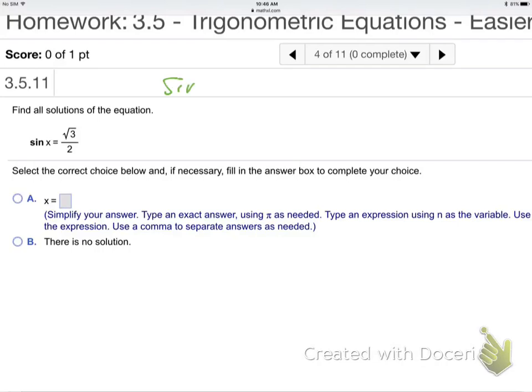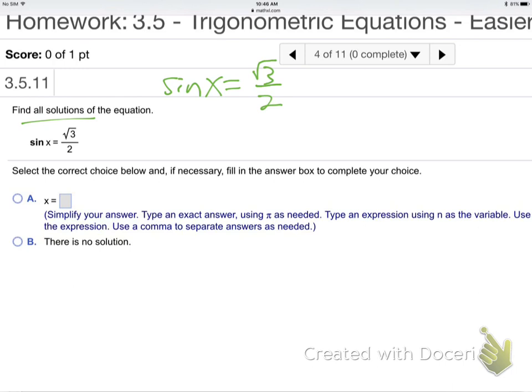So let's find all the answers, find all solutions. Okay, sine of x is root 3 over 2. So this will be our last problem for today. This will take all 4 of our minutes here. How do we find all? That's the key word. All answers to that.